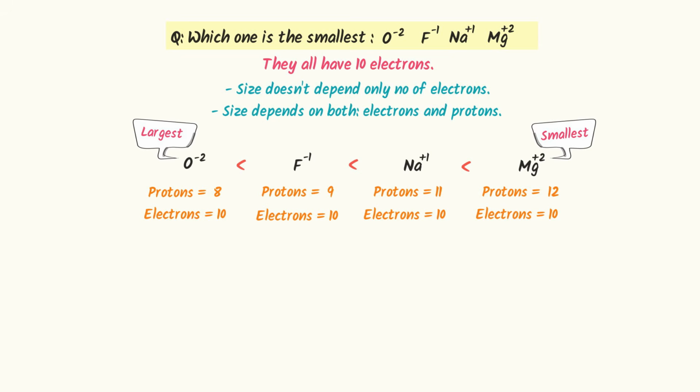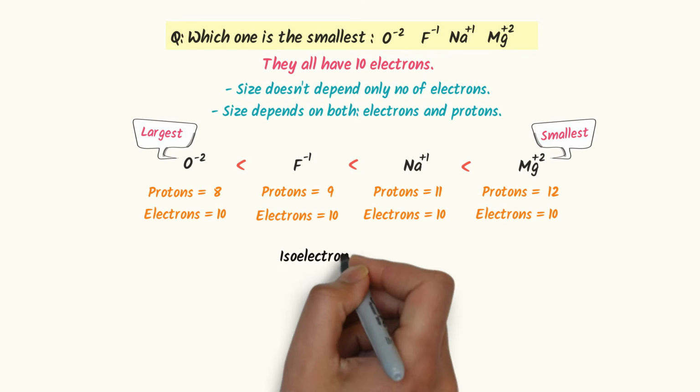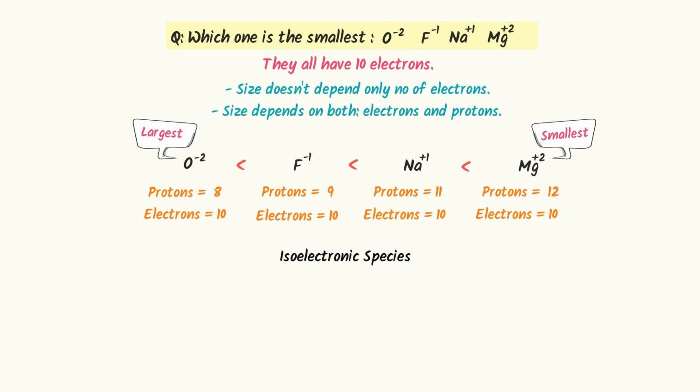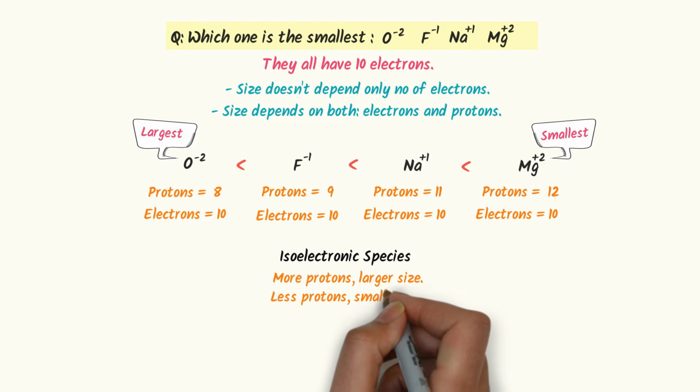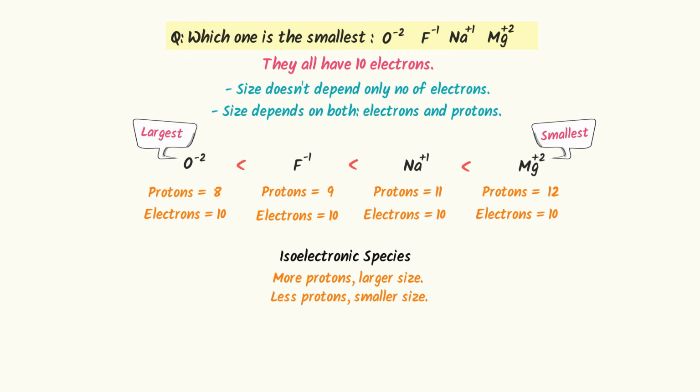Thus we learn that these ions are called isoelectronic species. Same number of electrons, different number of protons. For isoelectronic species, always remember, more protons means smaller size. Fewer protons means larger size. The proton is the magnet. More magnet pulls harder. The electron cloud shrinks and size decreases. Hence, note down this important question.